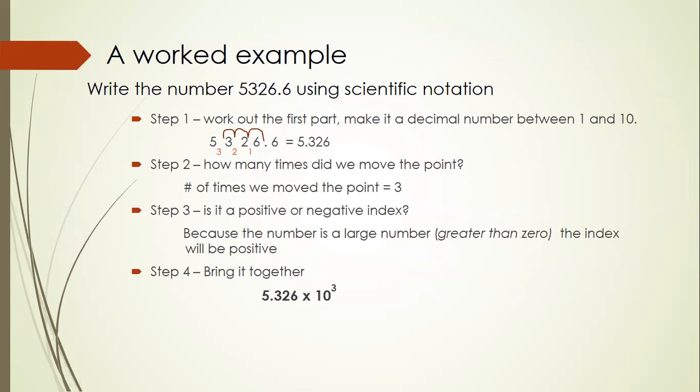Step 2, we ask ourselves, how many times did we move this point? The number of times that we move this point is written in red to the bottom, and this point was moved 3 times in order to get it in front of that 5. Step 3, is it a positive or negative index? Because it's a large number, meaning that it's greater than 0, the index is going to be positive. Bringing this all together, we get an answer of 5.326 multiplied by 10 to the power of 3.